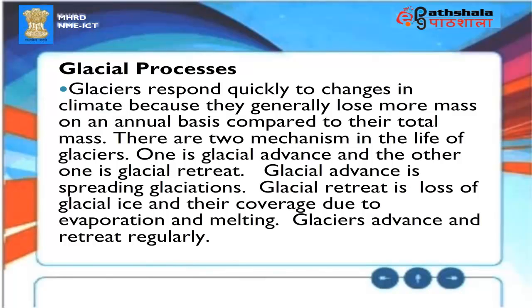Glacial processes. Glaciers respond quickly to changes in climate because they generally lose more mass on an annual basis compared to their total mass. There are two mechanisms in the life of glaciers. One is glacial advance and the other one is glacial retreat. Glacial advance is spreading glaciation. Glacial retreat is loss of glacial ice and their coverage due to evaporation and melting. Glaciers advance and retreat regularly.